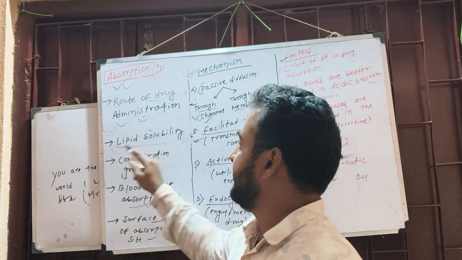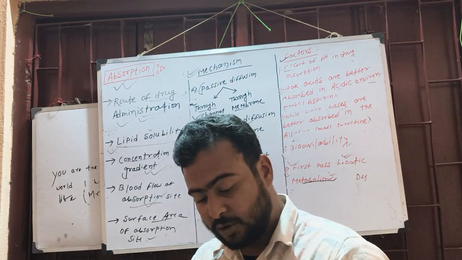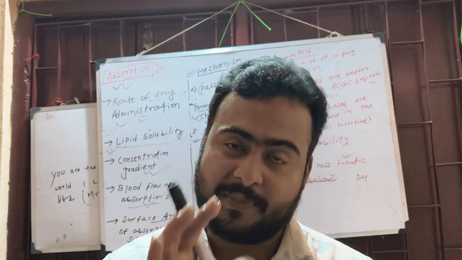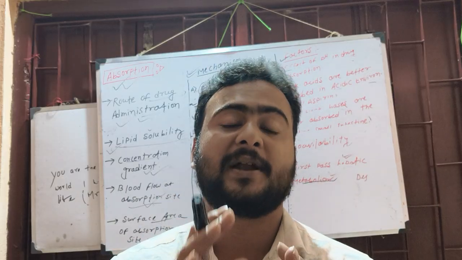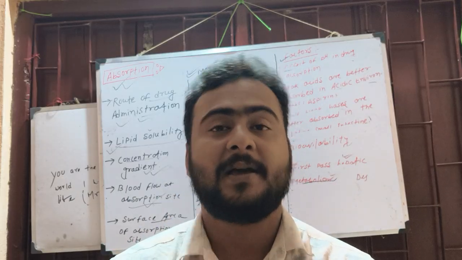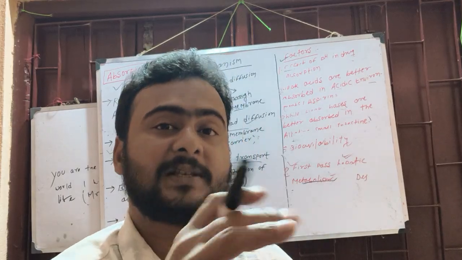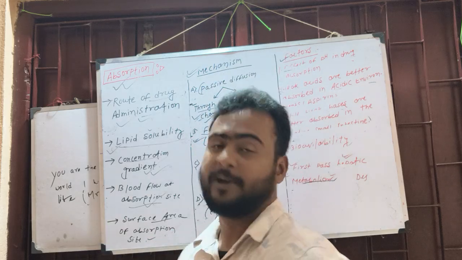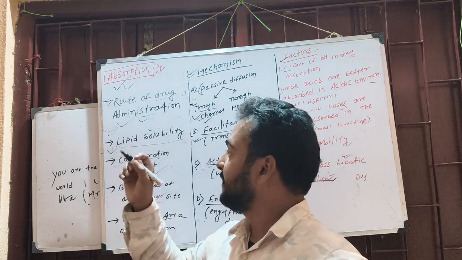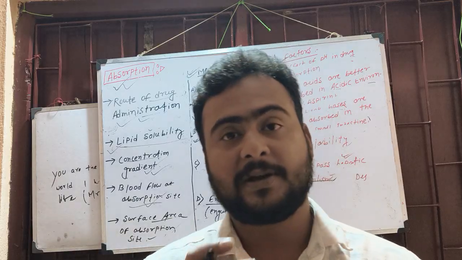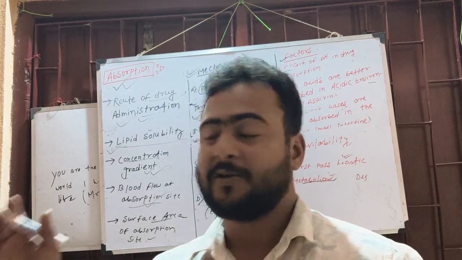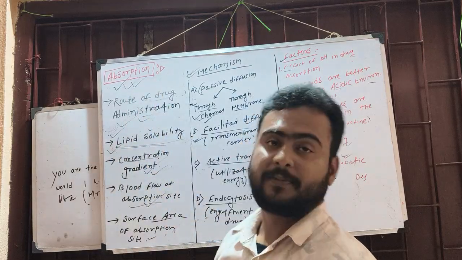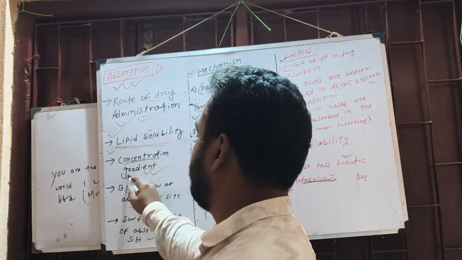The second thing is lipid solubility. If the drug is lipid in nature, it has better penetration inside the cell. Why? Because the cell membrane is mostly made up of lipid constituents, so it is suitable for a lipid to enter the cell. So if the drug is lipid soluble, absorption will be faster.